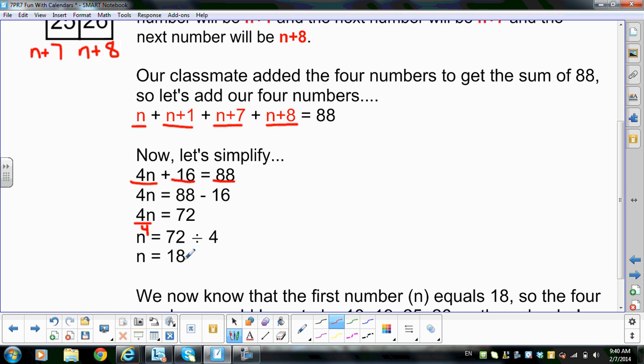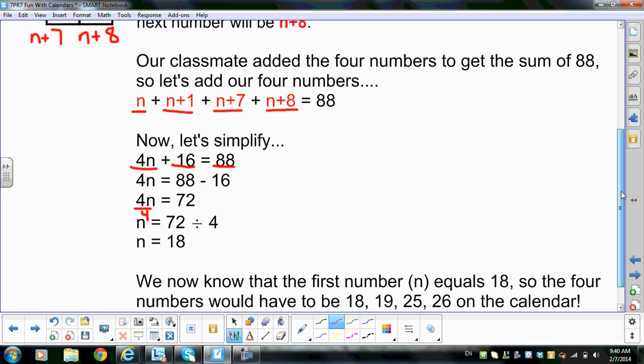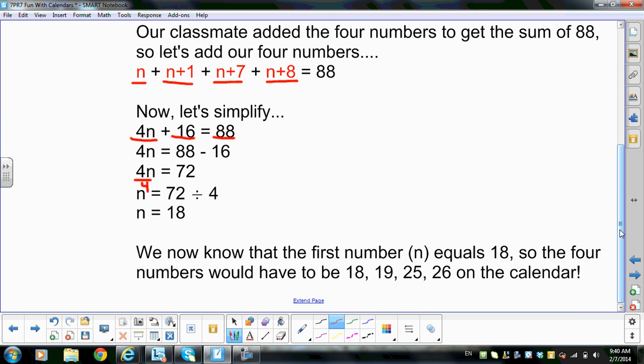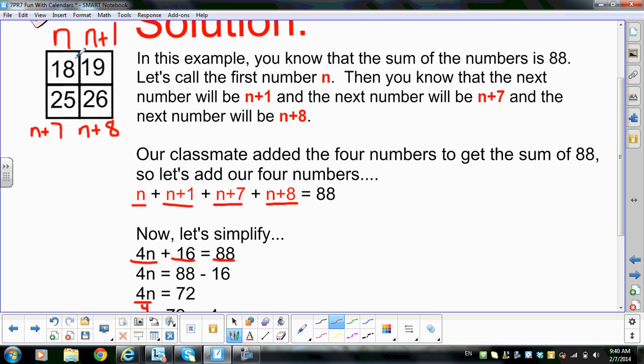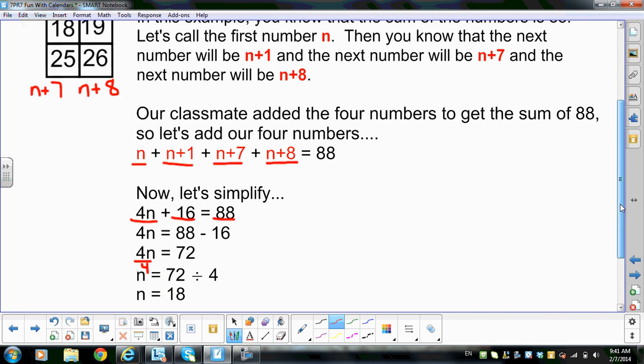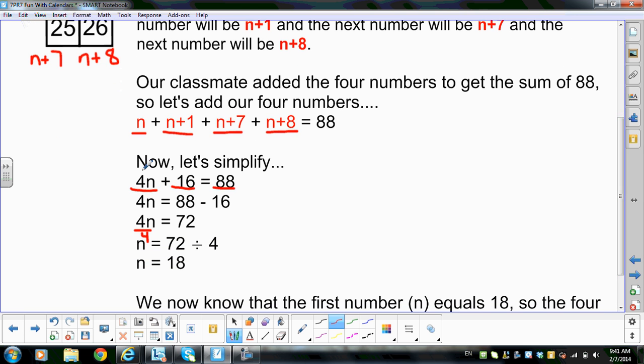So if you want to go back and check if this works, now you know that 18 is the first number on the calendar. Okay, so if n is 18, n plus 1 is 18 plus 1, which is 19. 18 plus 7 is 25, and 18 plus 8 is 26. So you figured out my 4 numbers that I chose on the calendar. If you want to go back and check in this little equation here, 4 times 18 is 72. 72 plus 16 gives me 88.